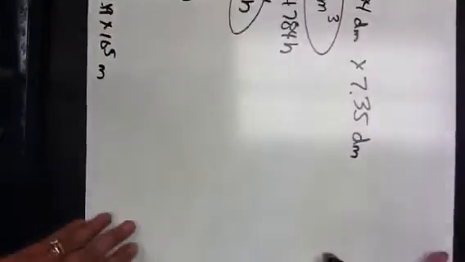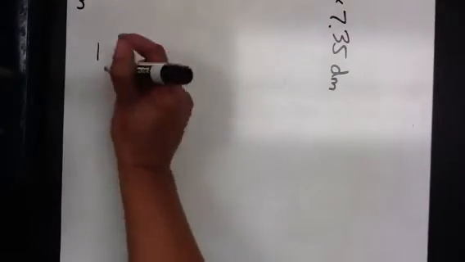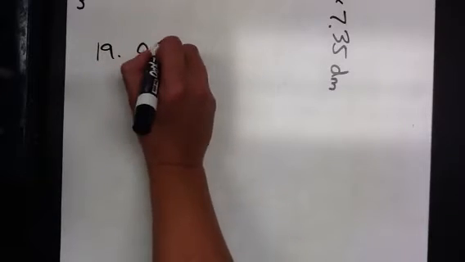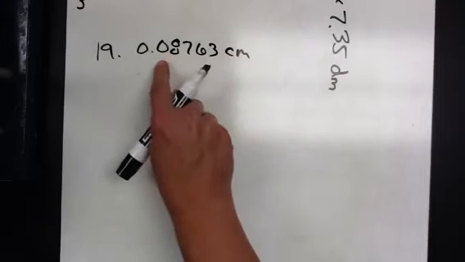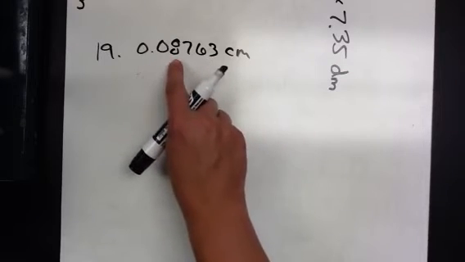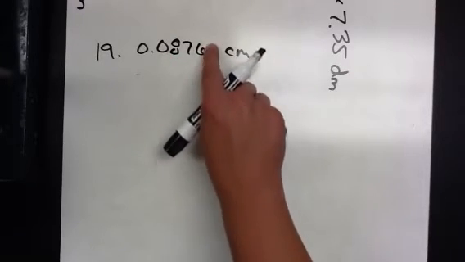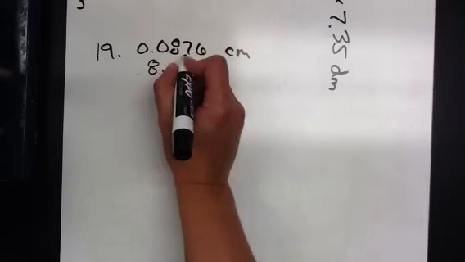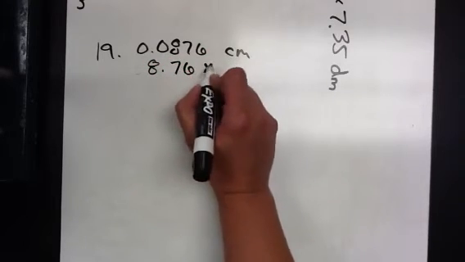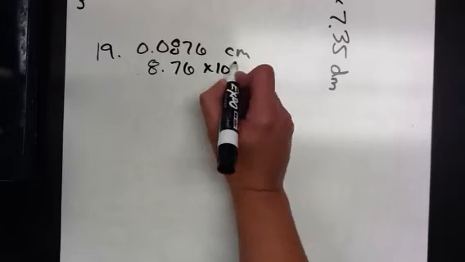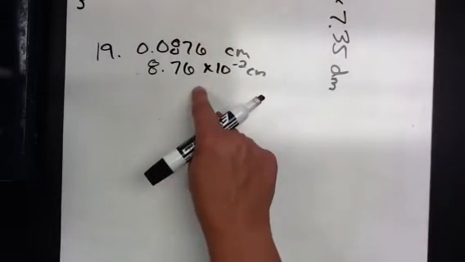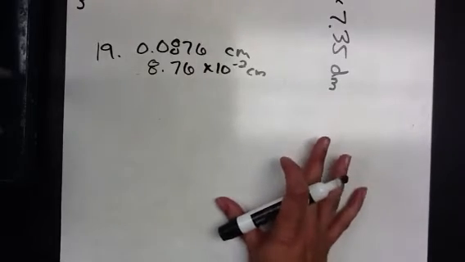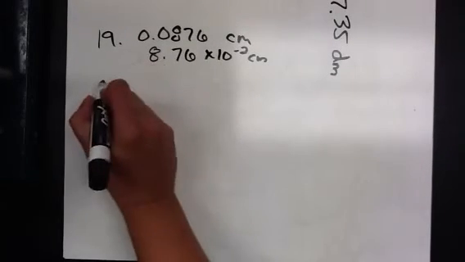I'm going to move my board here for you. Alright, so number 19, we have 0.08763 centimeters. So going 3 places out. This doesn't count. He's a placeholder. 1, 2, 3. You can do it that way, or that can become 8.76 times 10 to the negative 2 centimeters. Both acceptable. This is rounded 3 sig figs. This is taking it into that scientific notation, taking it up a notch.